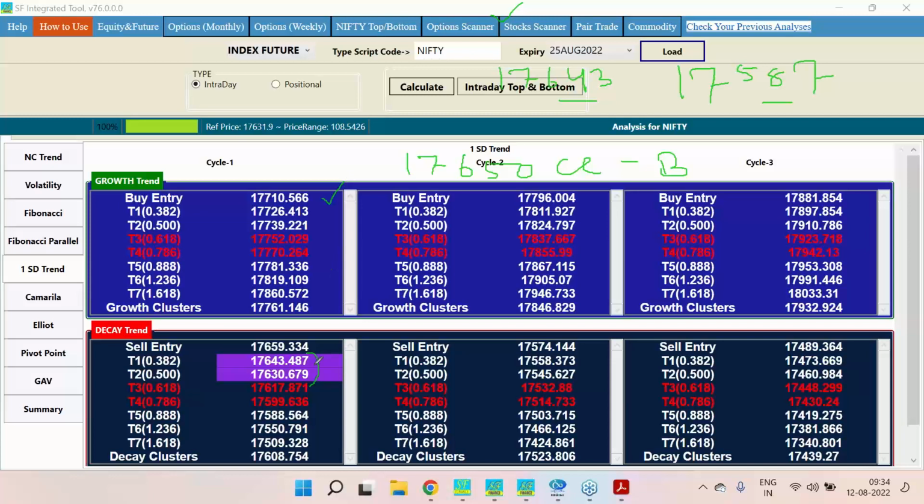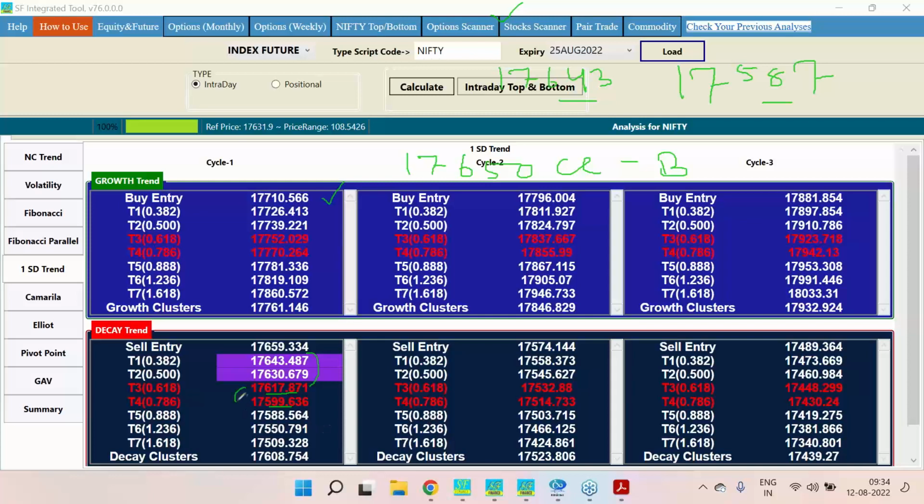Now the future is signaling for selling because the price is around 17,636. We can sell future along with a 17,650 call option buy. So this is how you can hedge the future sell. The first target will be 17,618. If this breaks, then 17,600 future will be the next level.